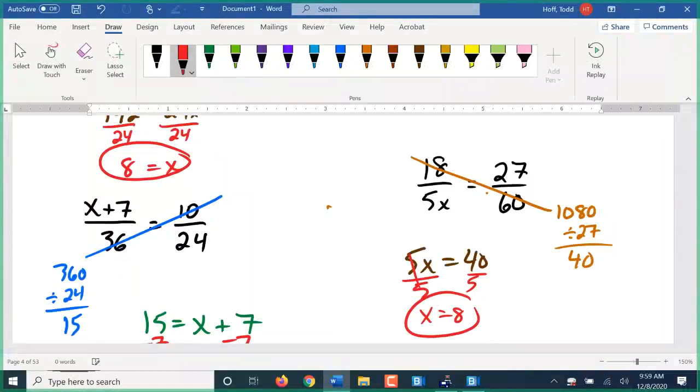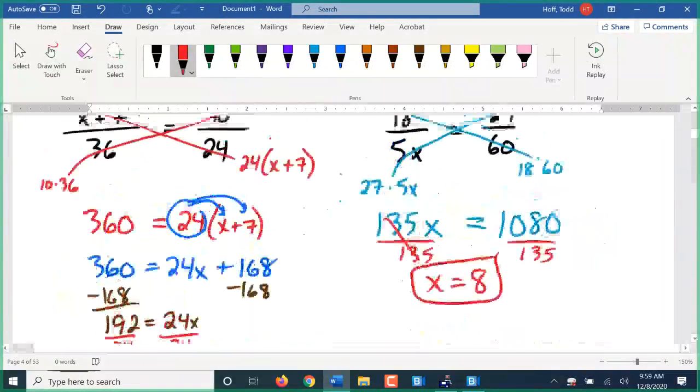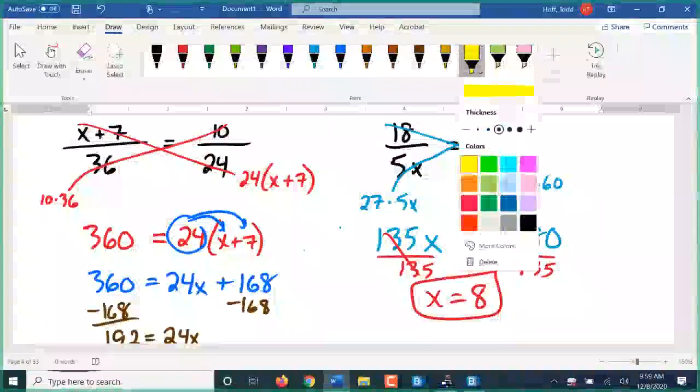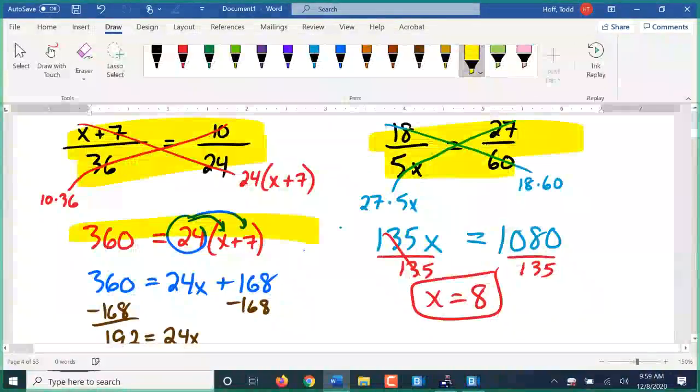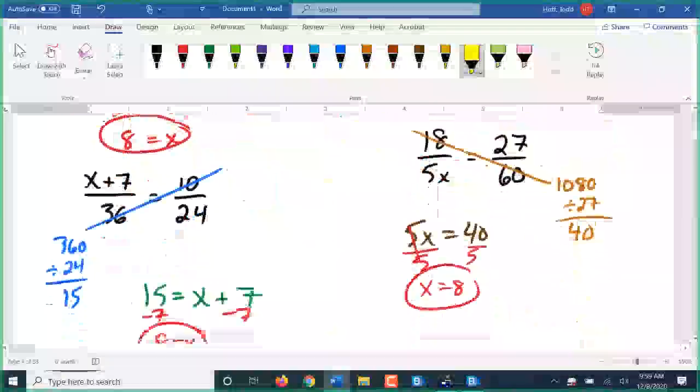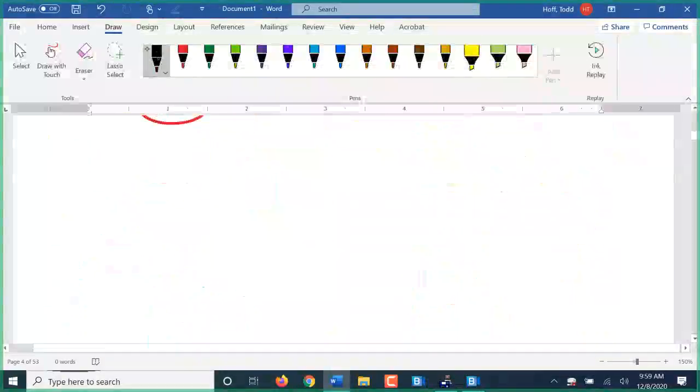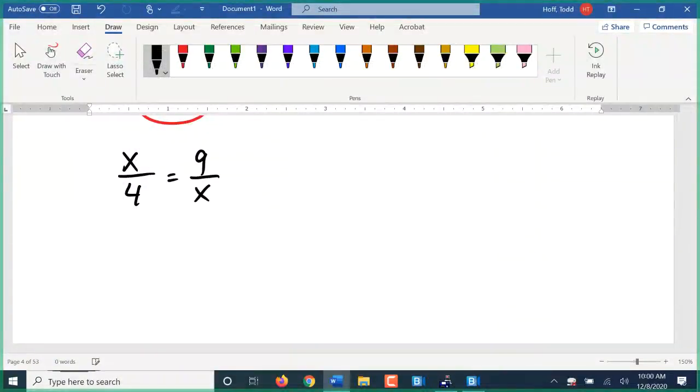To me, it's a lot less work and a lot less likely to make a mistake if we just do the full-out cross multiplication, create the equation, and solve it. In fact, there are some times where we have no choice. There are no shortcuts. Like here, we have x over 4 equals 9 over x. Yeah, the variable appears twice. Doesn't seem horribly fair, but it works.